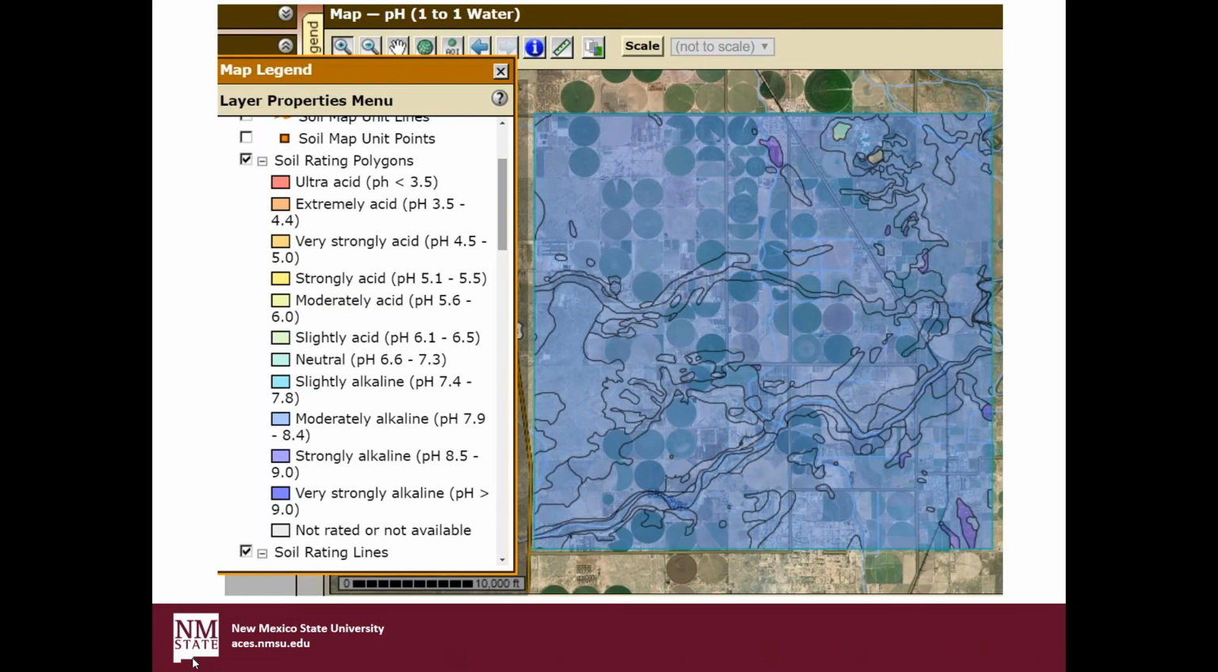The web soil survey can also assist. These are from 1-to-1 extracts for pH, so it'll be slightly off, but it is a good way to understand, to some extent, what these pHs are like in any given region of the West. Very good place to start.